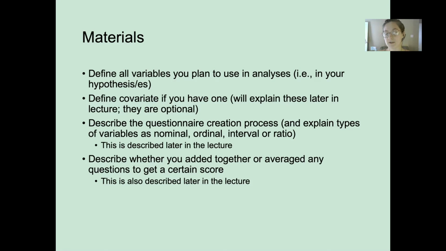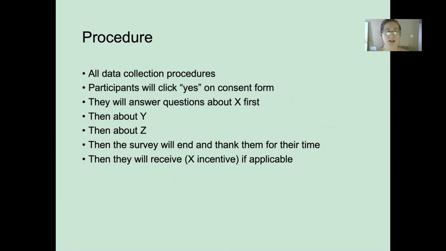And then in the procedure section, you're going to list all of the data collection procedures. If a participant took your study, which steps would they go through? They are going to have to read a consent form and click yes on it, so that needs to be in everybody's. They're going to answer questions about one variable first, and then some questions about another, and then some questions about another variable. So put it in the order that you would put your items in your survey. And then the survey will end and thank them for their time. And then you're going to talk about how you would deliver any incentive if you chose to have one.